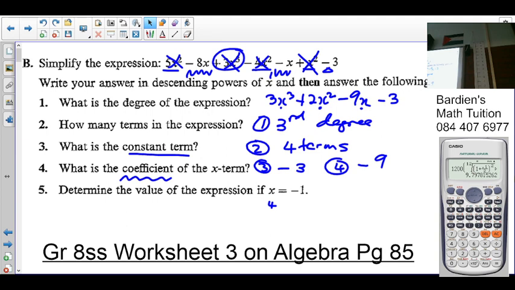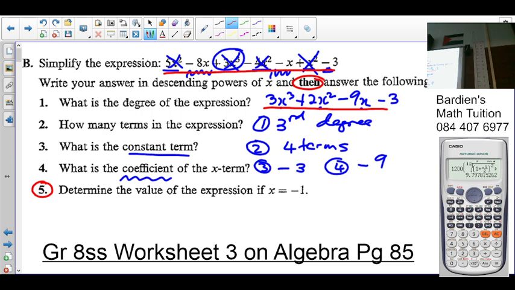Number 5 says determine the value of the expression, that's the expression they're referring to, if x is equal to negative 4. You can't use the first one because it says write your answer in descending powers of x. So I must use this one here. You all okay with that?